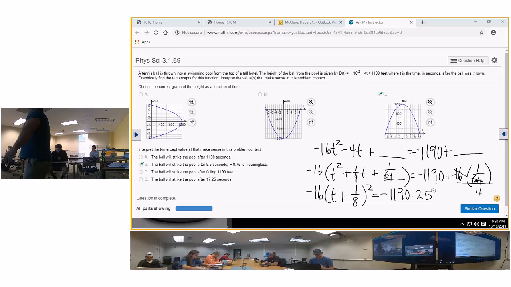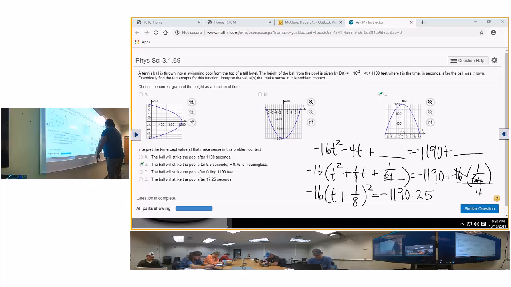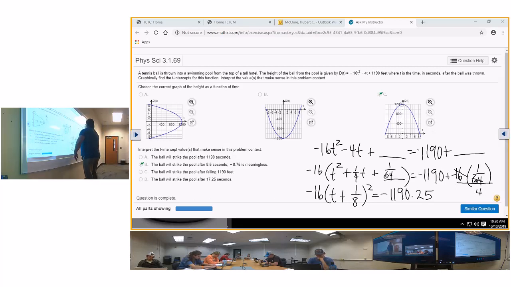Okay, so our vertex... see, somebody might think the vertex is 1200. Guess what? They're wrong. It's not. The vertex is negative 1/8 and 1190.25. That's close to 1200.